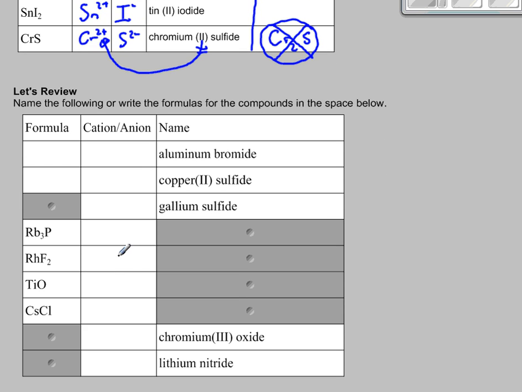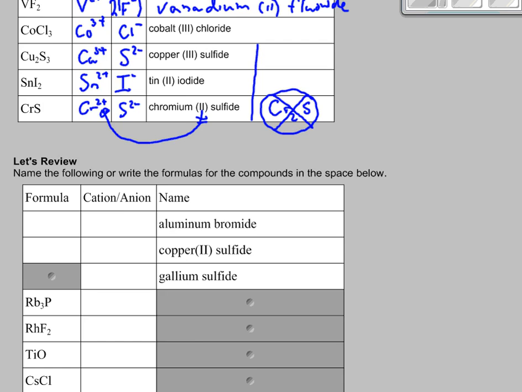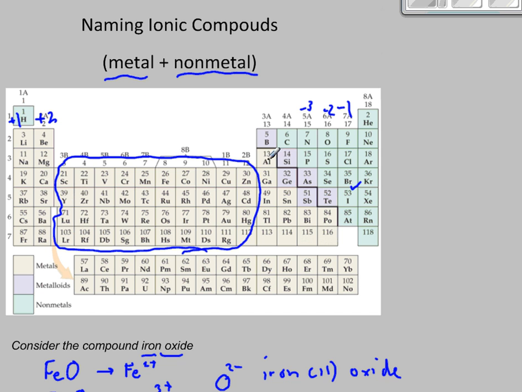So I'm going to pick a couple of these out. We'll start off with the first one. So this first one, we're given aluminum bromide, okay? Well, we go back up and we look at these. We found aluminum is right here in the periodic table, and bromide is right over here. Well, aluminum's actually a +3, and it's always going to be a +3.